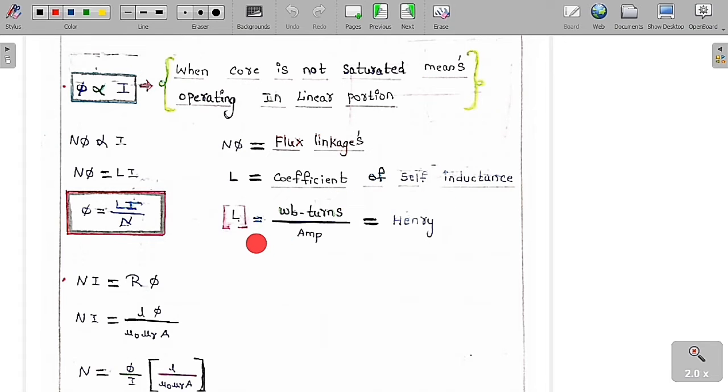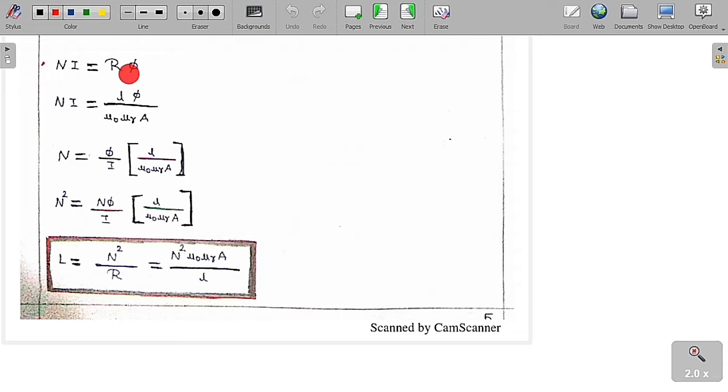If you want to find the unit of the self-inductance, you can see here that it is Weber turns per ampere. Weber is the unit of flux, turns is the unit of number of turns, and current is in ampere. So L is equal to Weber turns per ampere, which is nothing but Henry. So N i is equal to R into phi, or N i is equal to phi into R.